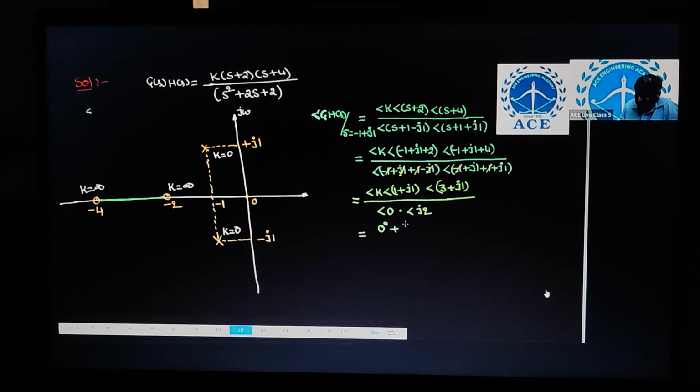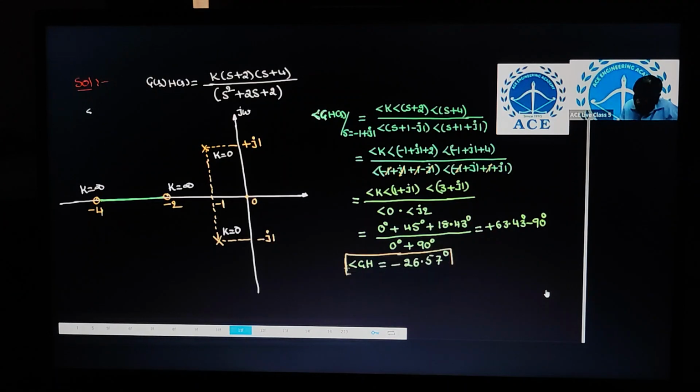Now angle of K is 0 degrees plus angle of 1 plus j1, which is tan inverse of 1 by 1, that means 45 degrees, plus tan inverse of 1 by 3, 18.43. Tan inverse of imaginary part by real part is the angle. Angle of 0 is 0 degrees. Angle of j2 is 90 degrees. Angles in the numerator are added and in the denominator subtracted. So 45 plus 18.43 is 63.43 positive angle, minus 90. So angle GH equal to minus 26.57 degrees.